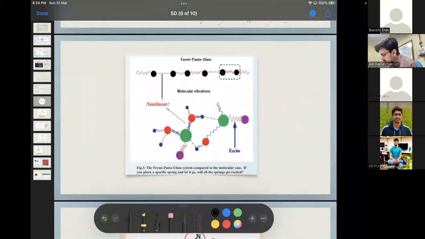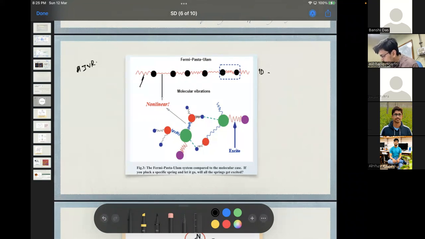Now, how does IVR become stuck? Let's say this is the form of the Ulam system. This is a coupled nonlinear system, where different oscillators are coupled non-linearly in a 1D system.